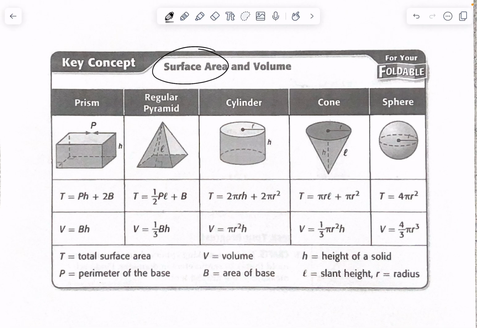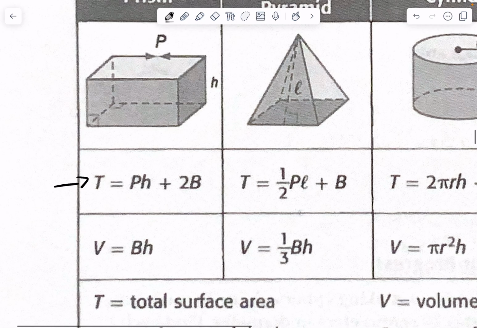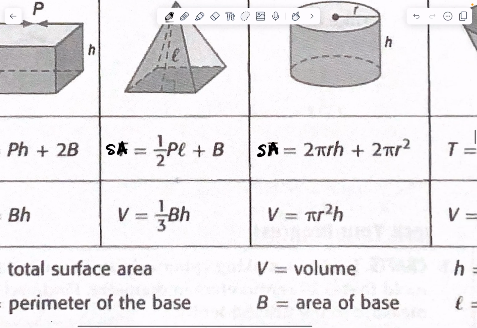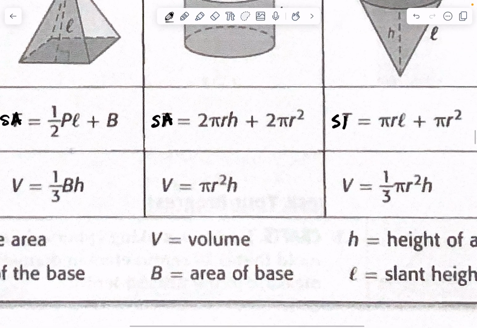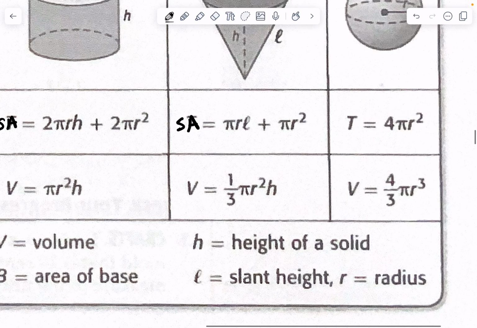Okay, so surface area and volume are both on here, and for some reason they write surface area with a T. But just remember that that's what surface area is. I write it as surface area, or SA, instead of T. They write it T for total surface area. That's why they use a capital T instead. But I usually just call it SA for surface area.